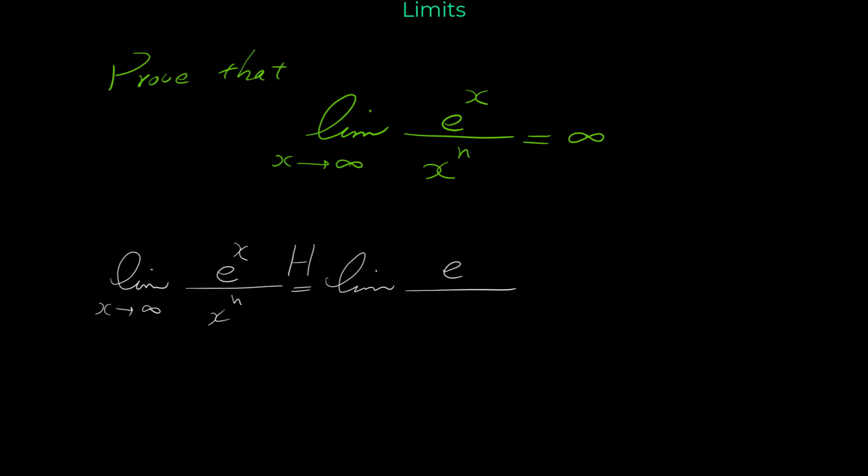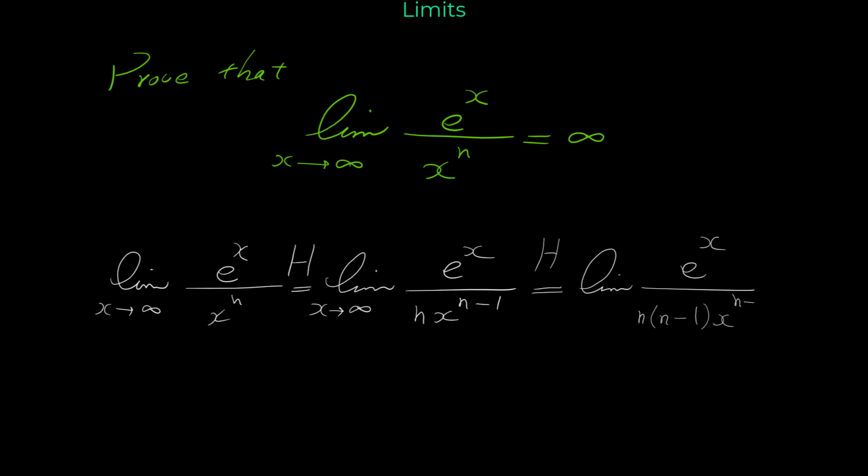We take the derivative of the numerator, it is e to the x. The derivative of x to the n by the power rule is simply n x to the n minus 1. Again, we have a limit in fraction form, and if we still have x to a power, it's infinity over infinity. So we can apply L'Hopital's rule again. The derivative of e to the x is again e to the x, and the derivative of the denominator is n times n minus 1 x to the power of n minus 2 as x approaches infinity.